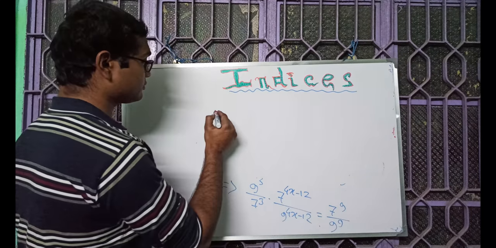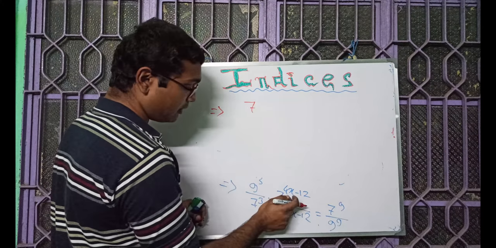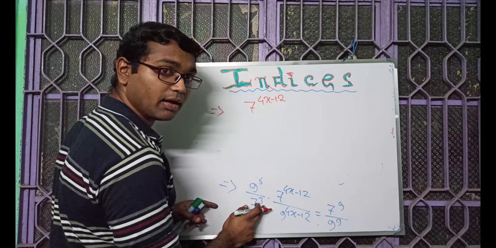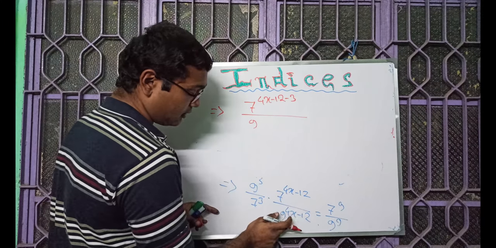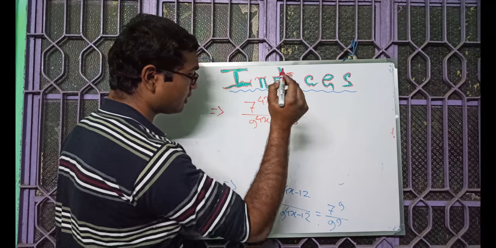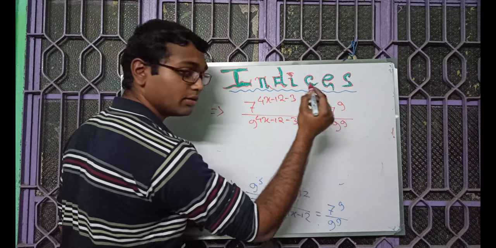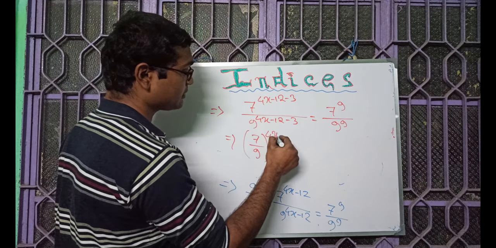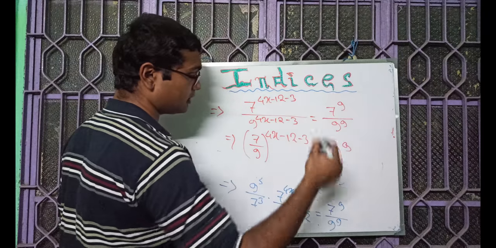What we are getting? First of all, think about the powers of 7. Okay? So 7 to the power 4x minus 12, then minus 3. Okay? Minus 3. Now for 9, 4x minus 12 minus 3, right? This is equal to 7 to the power 9, 9 to the power 9, right? Then 7 by 9, 4x minus 12 minus 3 equal to 7 by 9 whole to the power 9.